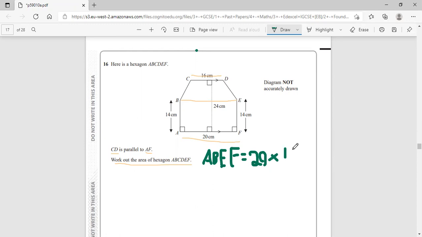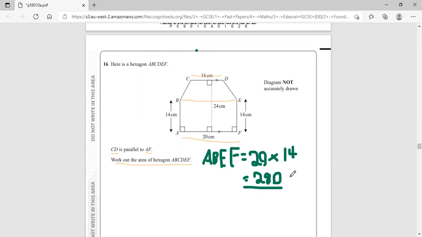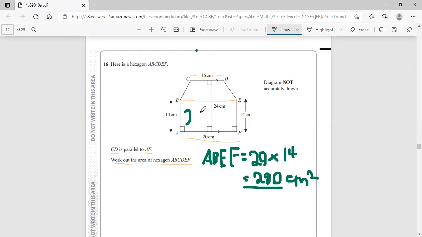And that gives us, just stick it in your calculator, 280. 280 for this bit here, and that is centimeters. Make sure you remember the units: it's centimeters squared because it's area. So this whole area here is 280. Now the trapezium.